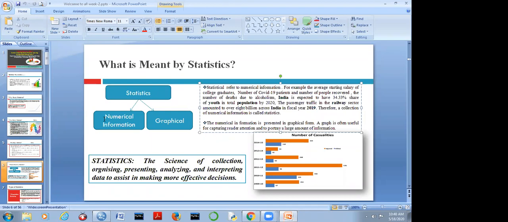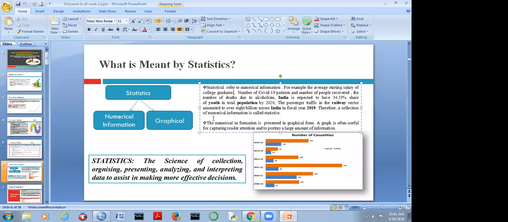On the other hand, if you represent the same numeric information in a pictorial or graphical form, that is also statistical. The numerical information is presented in a graph form. A graph is often useful for capturing readers' attention and portraying a large amount of information. Instead of reading or writing in a theoretical manner, if you represent that data in a graphical or pictorial manner, it is better and more understandable for you and others.